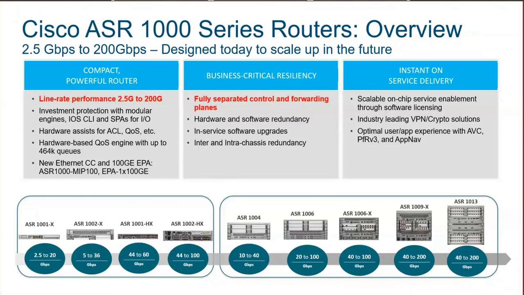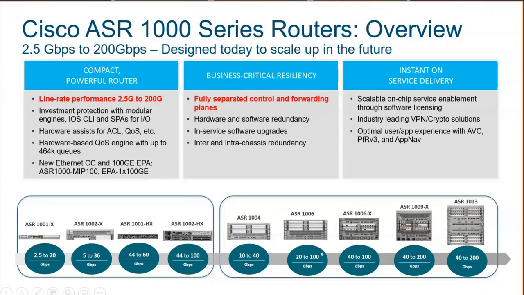So what features do we have? The first one, as we see here, is line rate performance from 2.5 to 200 gigs. It has dedicated hardware for traffic processing. That hardware assists in ACL, QoS, and other features like IPsec. And it has hardware-based QoS, wherein it will be part of the QFP itself, the forwarding plane. In traditional IOS, the QoS will be part of the CPU. But here we have QoS in the hardware itself.